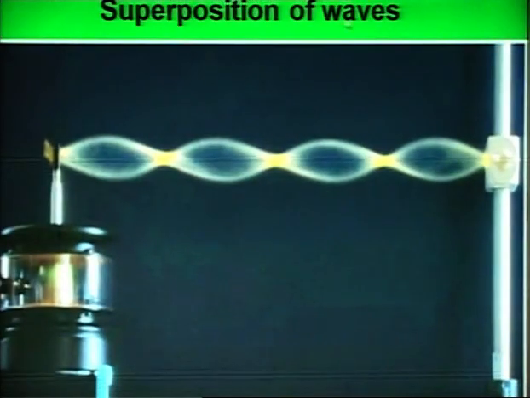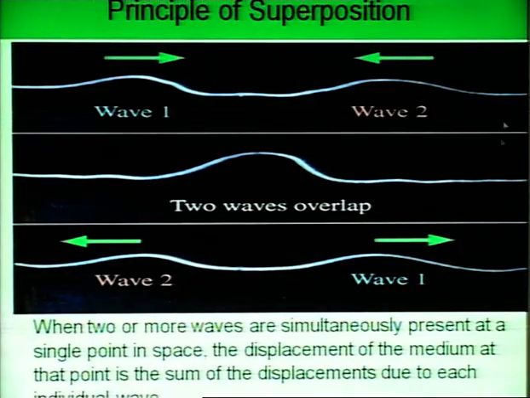Now next, let's start with superposition of waves. What do we mean by superposition of waves? The principle of superposition: when two or more waves are simultaneously present at a single point in space, then what happens? The displacement of the medium at that point is the sum of the displacements due to the individual waves. So here the displacement will be the sum of the displacements due to individual waves.